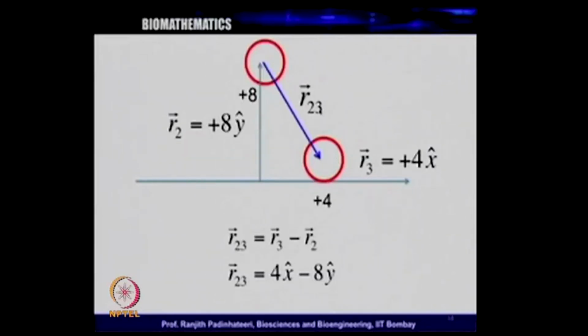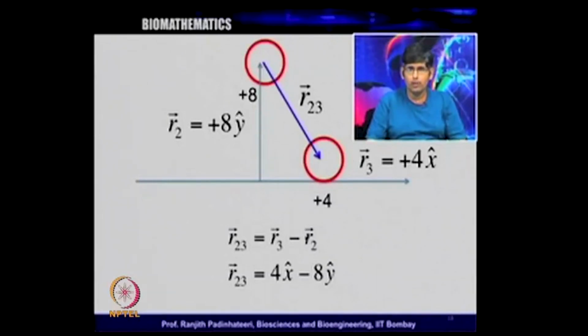If I look at this slide, again R23 in a similar manner we can calculate. R23 can be calculated as R3 minus R2. So R3 is 4x, R2 is 8y. So R3 minus R2 is 4x minus 8y. So what do we have? We have R12, R13 and R23. So these are three vectors that we got.